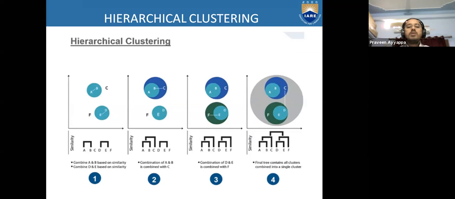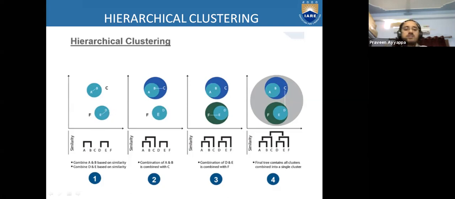So when we want to make these objects form a good cluster, let us see the first step based on similarity. You see, combine A and B based on similarity, which has already been formed here. A and B are in one cluster, and combine D and E based on similarity. As A and B have similar properties, and E and D have similar properties, they have been combined to form the two clusters where the objects C and F are left out.